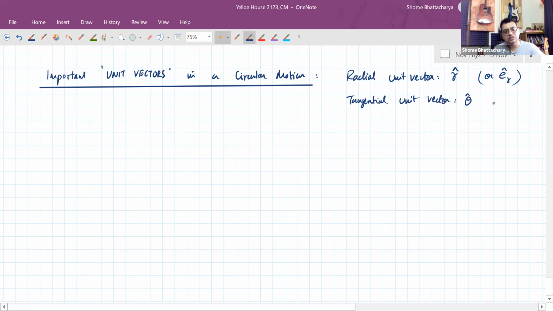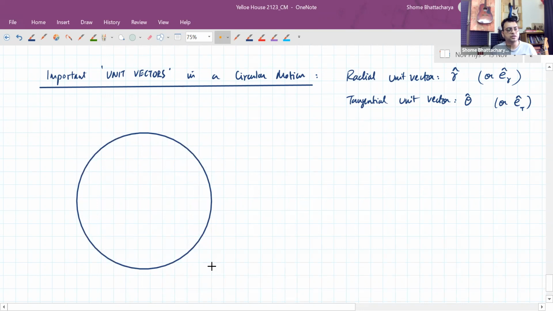We use the symbol theta cap for that. But in certain textbooks, you will see it written as E subscript T cap, like this. So let's understand these two unit vectors, and then we'll understand their functioning in various types of vector analysis.